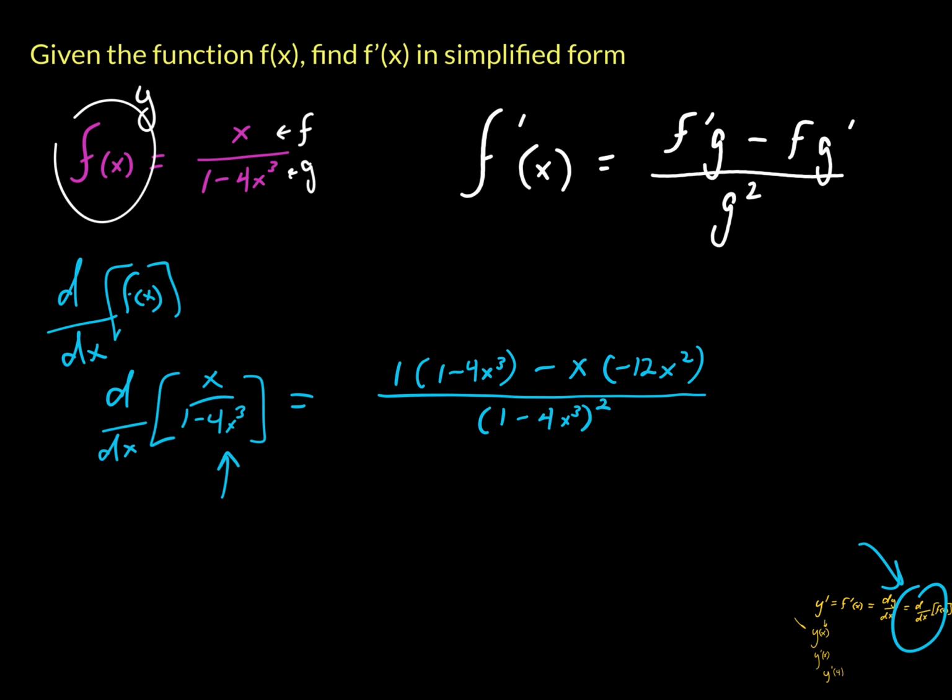Now the numerator, you see, we can clean this numerator up a little bit. So let's do that. 1 times anything is itself, so that's just 1 minus 4x cubed. And here when I multiply those two, that's a positive 12, and then I have x cubed all over this.